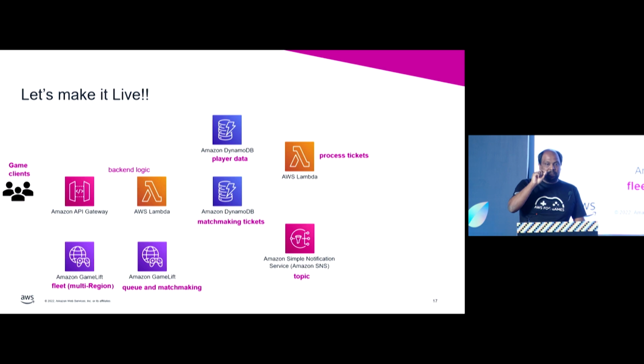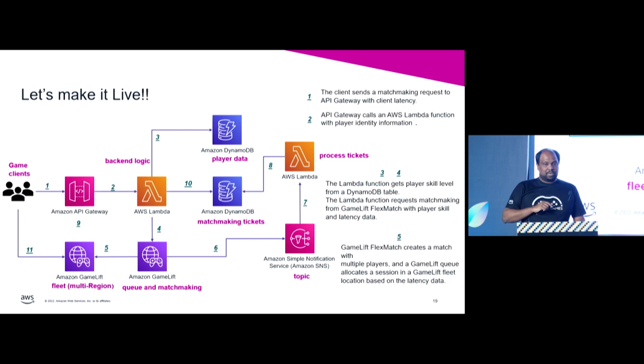So it will basically identify the latency. It will use that as part of the matchmaking, figure out players who are close to you, and use that to come up with the final list of players who will be joining this match. And all of that is where these arrows come into play.